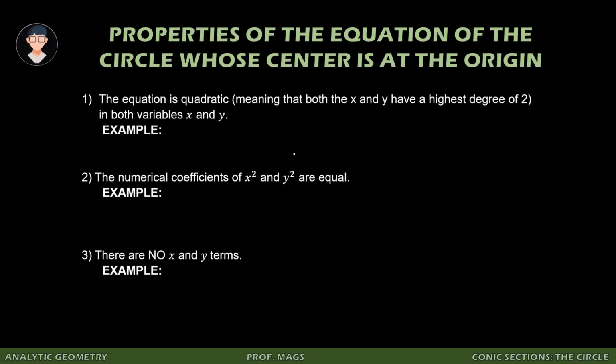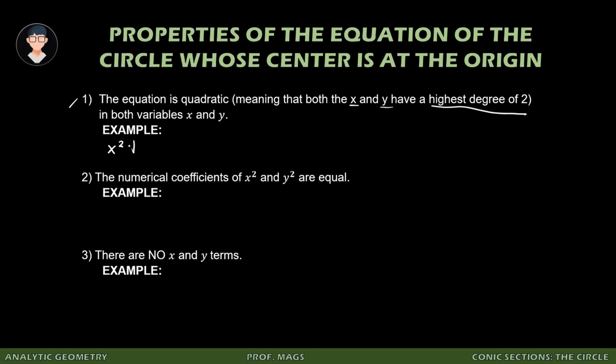So here are the properties of the equation of the circle whose center is at the origin. So number 1, the equation is quadratic. So pag sinabi natin quadratic, sabi dito meaning that both the x and the y have a highest degree of 2 in both variables x and y. Ano bang example ng equation of the circle?